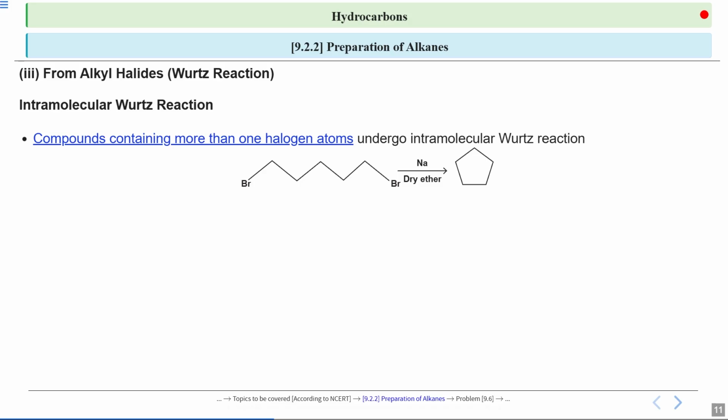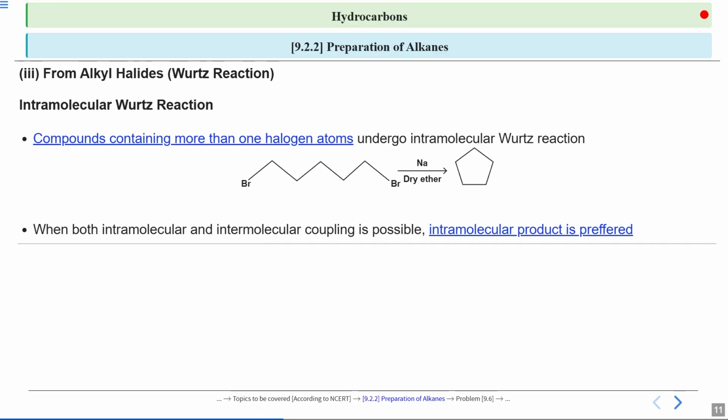Here is a visual representation of the intramolecular Wurtz reaction. Notice how the halogen atom present at the terminal end facilitates the formation of a cyclic structure. Now, we are getting a 5-membered ring because both of these bromines are getting eliminated, and the ends are joined to give us the cyclopentane. Again, this reaction is occurring in the presence of sodium and dry ether.